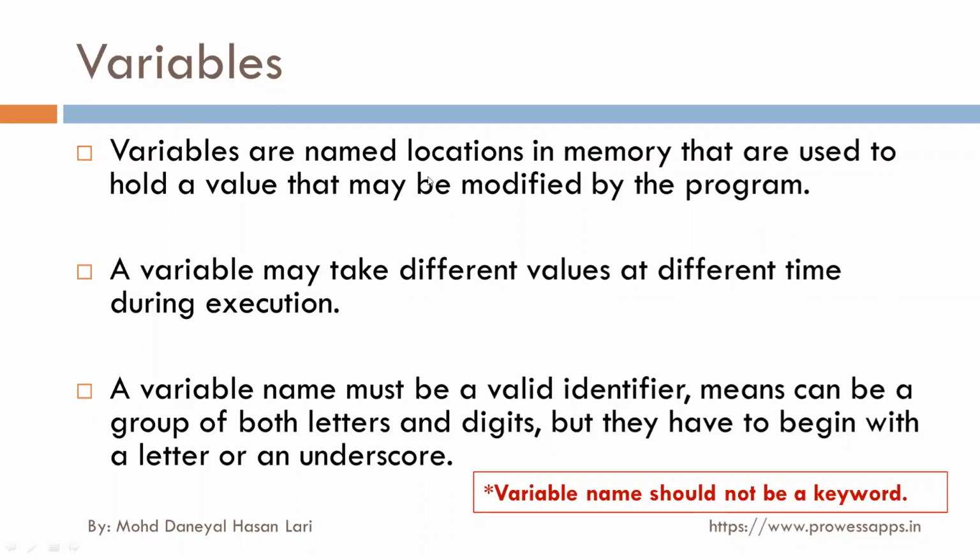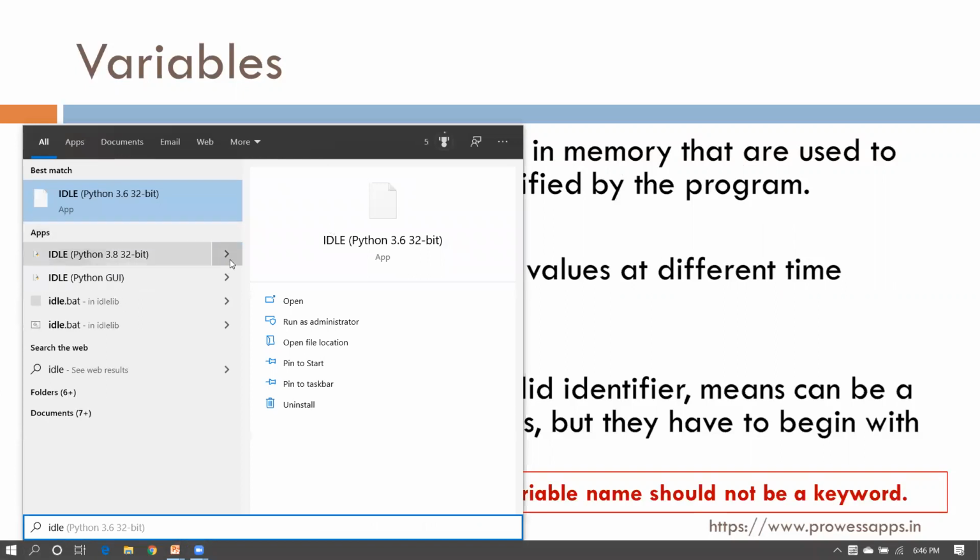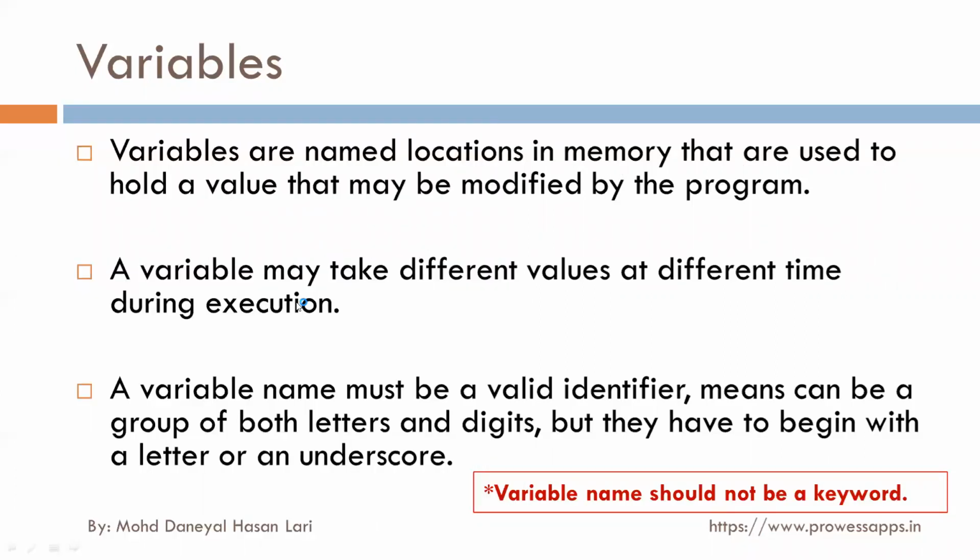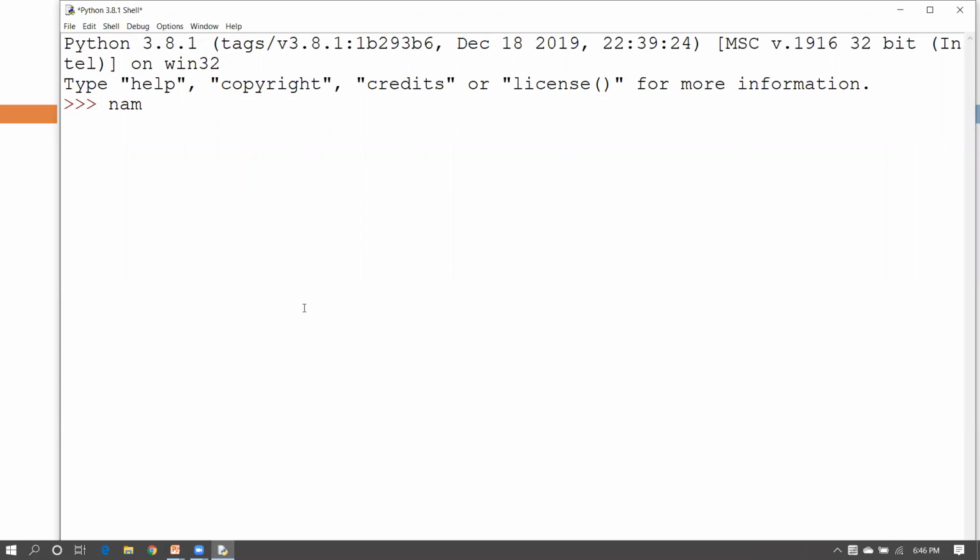For example, let me open the IDLE. If I say this is the variable name and I want to hold some value, for example, Daneyal Lari, one location will be created, and at that location, this value will be stored. If you want to access this value, that location can be accessed by this variable name. So if I want to get the value stored in name, I can access it by name. Then you can see that the output is Daneyal Lari.